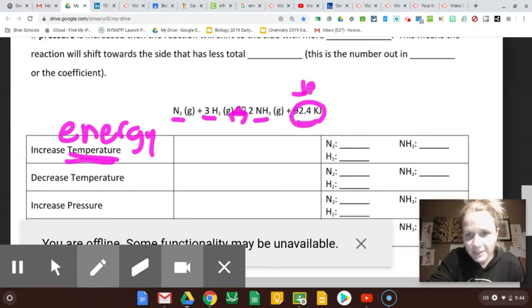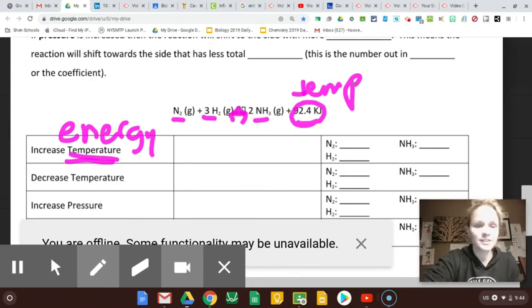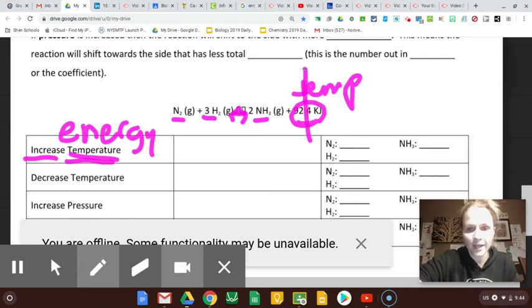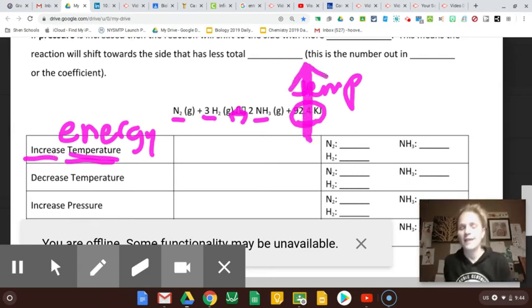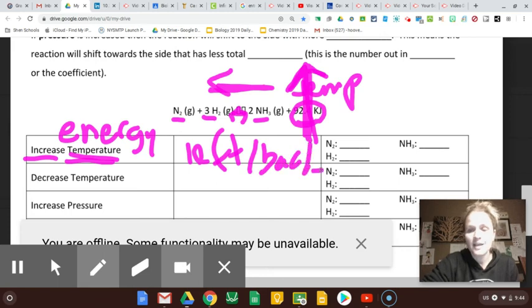So when I'm increasing temperature, I'm increasing this energy. So just think of adding more heat as adding more energy. So if it says I'm increasing temperature, I'm like, oh, okay, I'm just increasing that energy. And now you can just go to that same rule of add away. So if I add more of this, the reaction is going to shift left, or you can call that backwards. And then I can just do my same thing I was doing before.